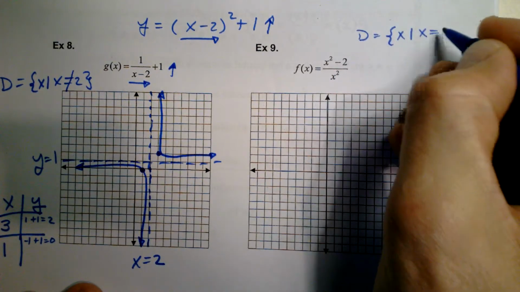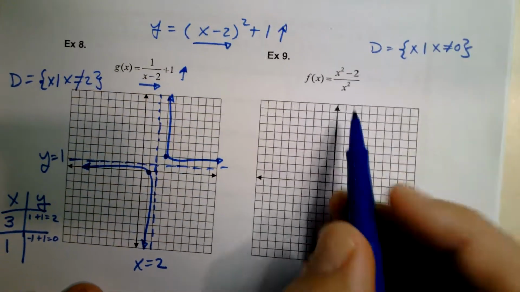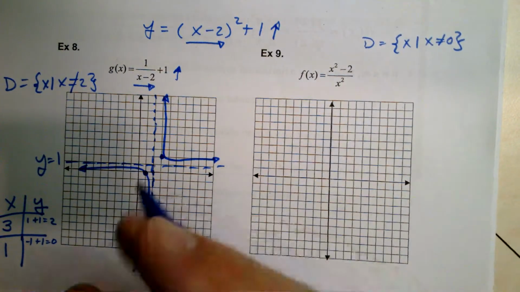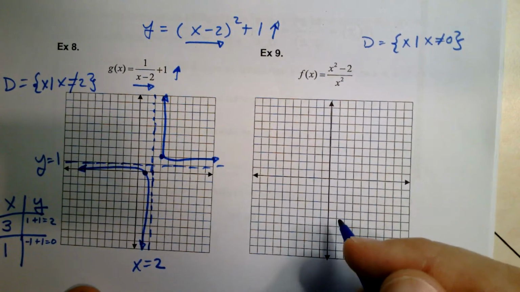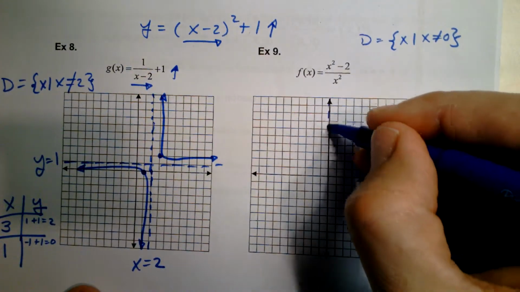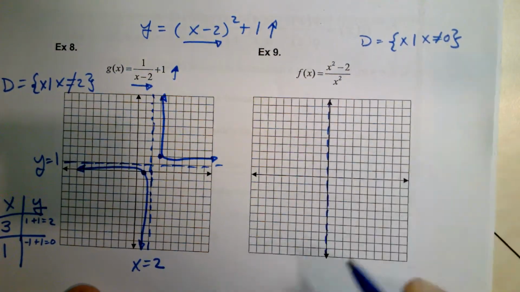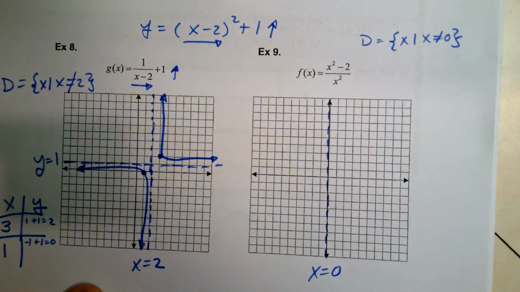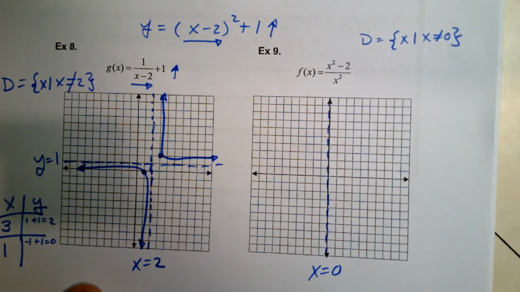Okay. So when I look at number 9, the first thing I notice is the domain can't be 0. My denominator can't be 0. X squared can't be 0. And if I square root it, it still can't be 0. So I know I've got that vertical asymptote. Other than that, transformation-wise, I really don't know anything else going on here.